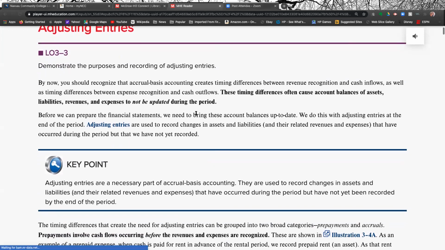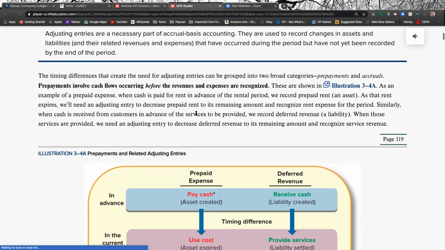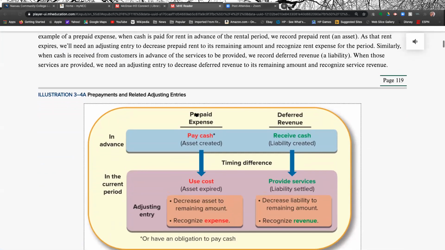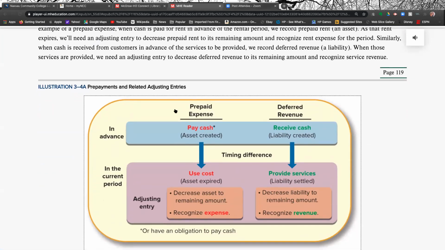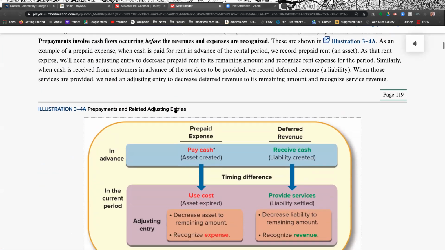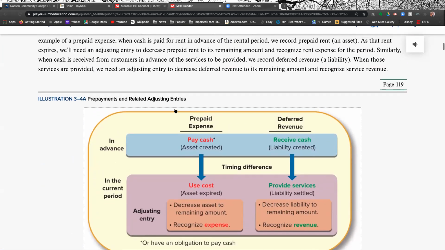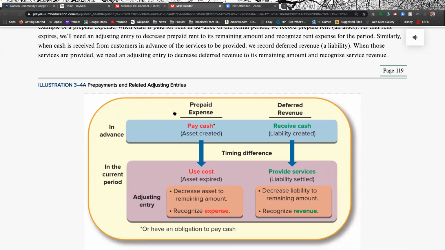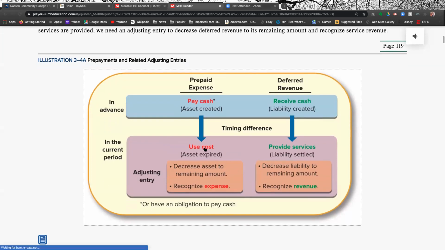All right, and then they introduce adjusting entries to you. Now look how they present it. I told you this was called deferrals, right? And that's basically what they're telling you here without using that word: deferrals fall into two main categories, prepaid expenses and deferred revenue. With prepaid expenses, you pay for something before you use it. You pay for the insurance in advance, you pay the rent in advance, you pay the advertising in advance, you buy the supplies in advance, you buy the equipment in advance, and then over time, the asset expires.